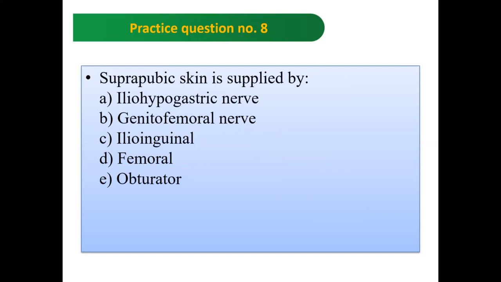And the last question, please. The suprapubic skin is supplied by: iliohypogastric, genitofemoral nerve, ilioinguinal, femoral, or obturator. It's iliohypogastric, A. Don't you think it's B, genitofemoral? What do you think? No, I think it's A. Yes, excellent. It's the iliohypogastric nerve, which supplies the suprapubic area, and the genitofemoral nerve supplies parts of the mons and the labium majus.